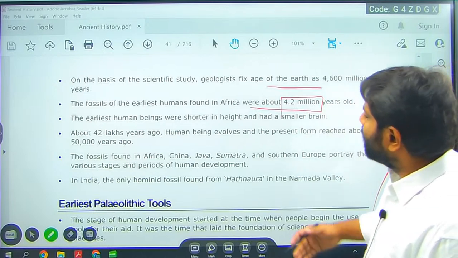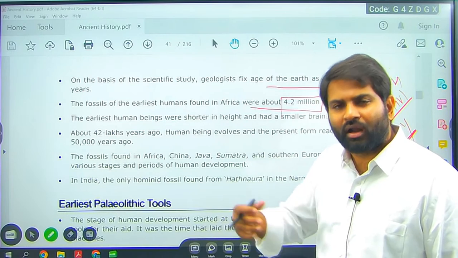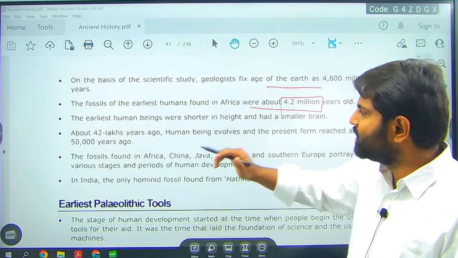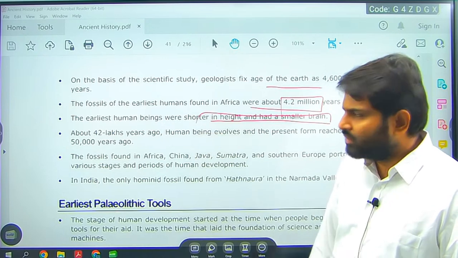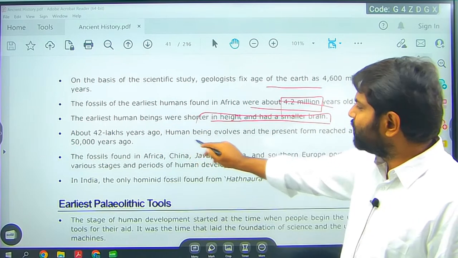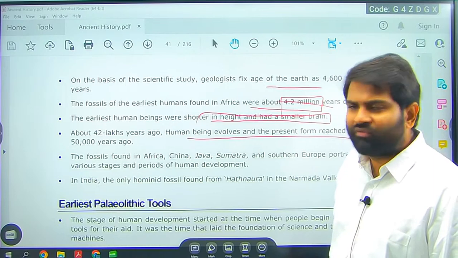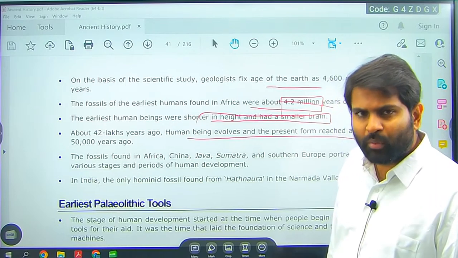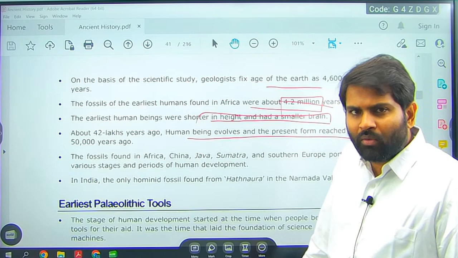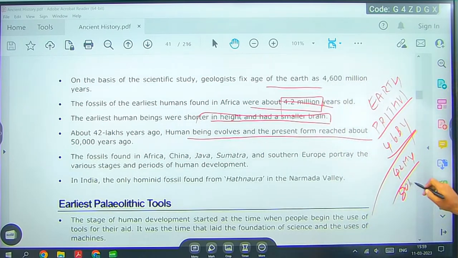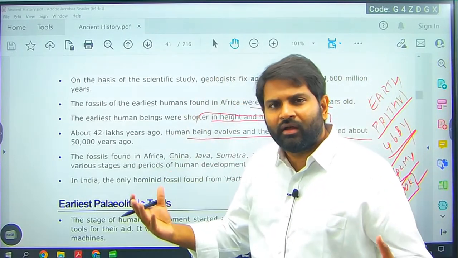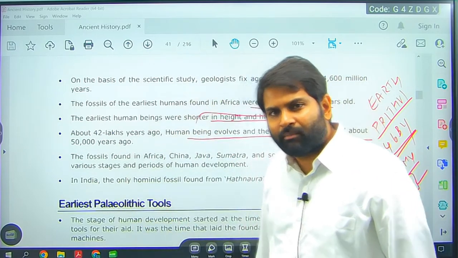So we can say Africapithecus, Australopithecus, Ramapithecus, Hominid, Homo erectus, Homo sapiens, these are the evolution stages. The earliest human beings were shorter in height and had a smaller brain. So about 42 lakh years ago, human beings evolved, and the present form was reached about 50,000 years ago. We can see traces of human beings 4.2 million years ago, but the present form, where we are behaving like now, is from 50,000 years ago. Physiological evolution is done. Now we are focusing more on the evolution of our mental faculties.